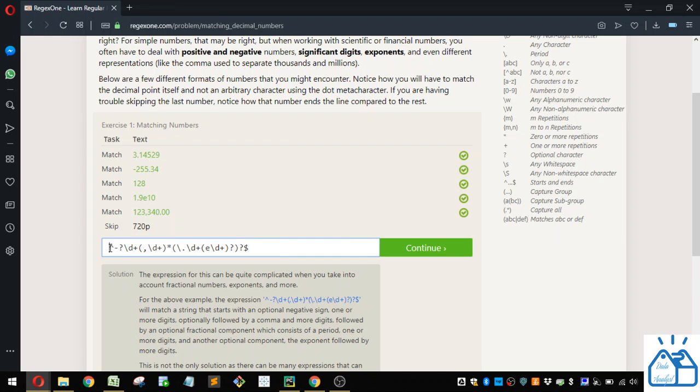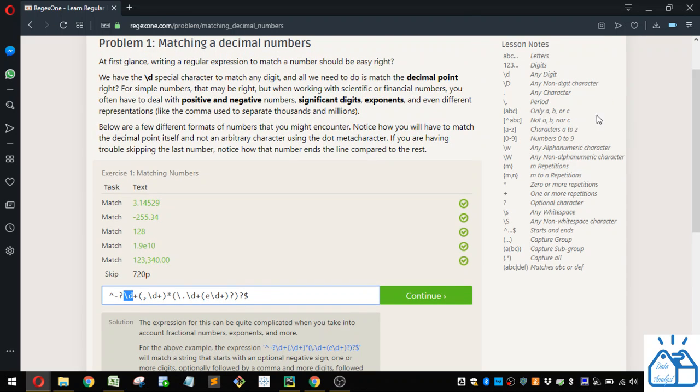Like we went through here, this accounts for the negative number. The question mark tells you that it's optional. Not everyone's going to be negative. And then there's going to be the \d. If we go over to the cheat sheet, you see that that's any digit. And the plus means one or more of those, 0 through 9. All right, and then this accounts for a comma.